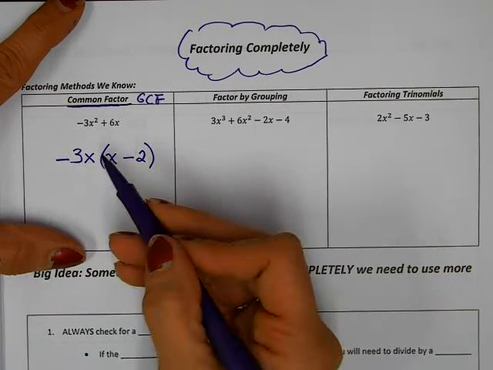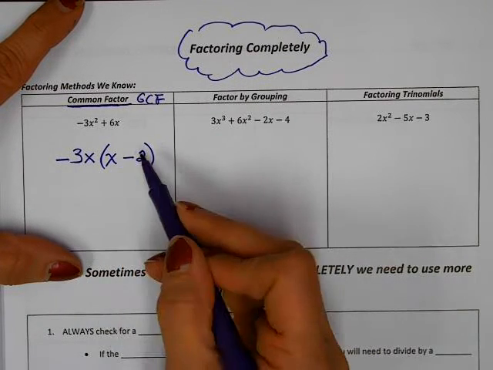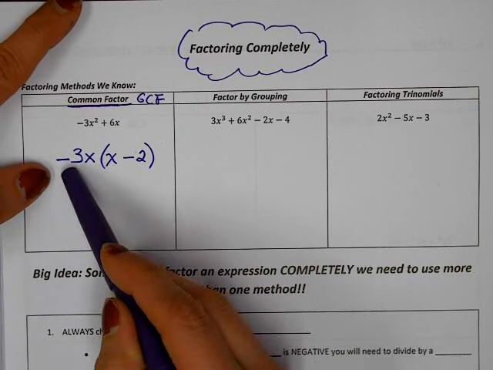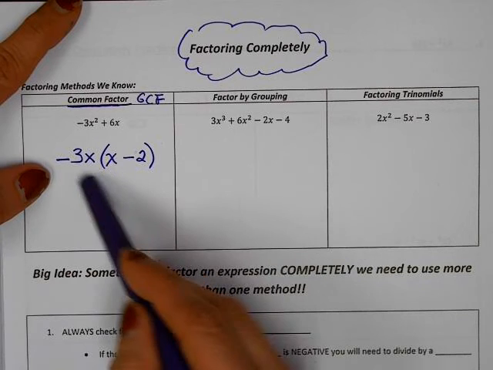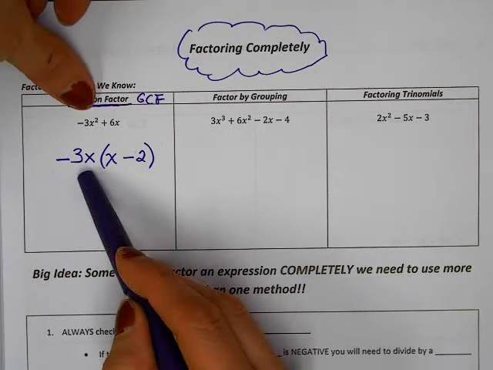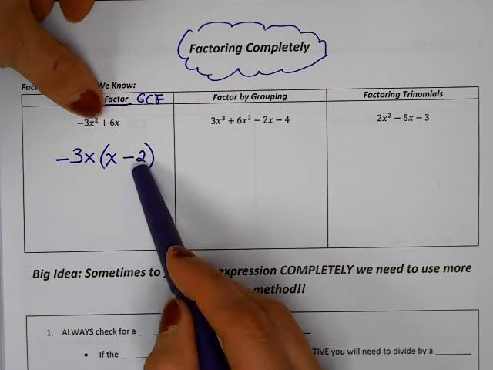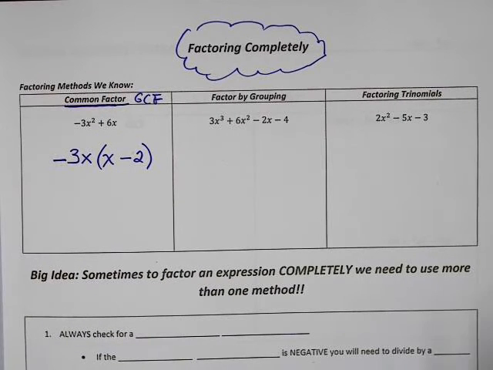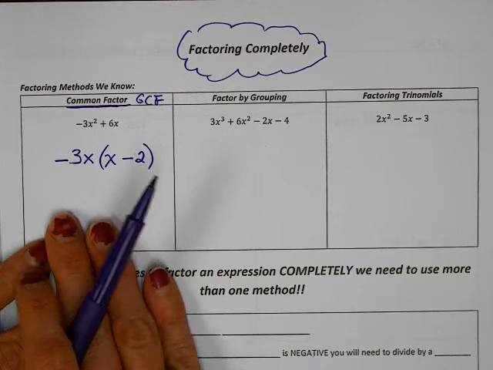Okay, and to check, you would distribute it back in. I'm going to check just by checking with my mind. Negative 3 times 1 is negative 3, and that would be x squared. Perfect. Negative times negative is positive 6x. Good, that works. Okay, so that's the first method. This is the beginning of the chapter.